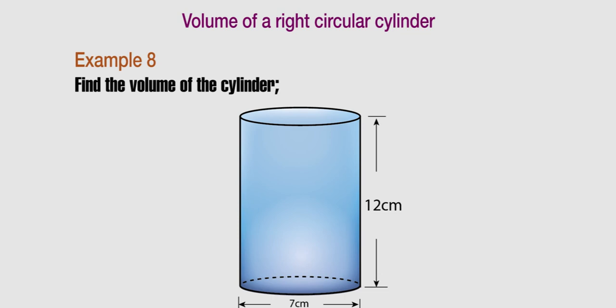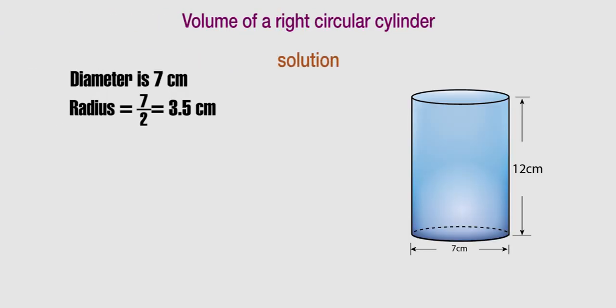From the diagram, the diameter is 7 centimeters. So we have to find the radius first, because in the formula, which is pi r squared, we need the radius. The radius is the diameter divided by 2. So we divide 7 by 2 and we get 3.5 centimeters. We have already been given the height to be 12 centimeters.